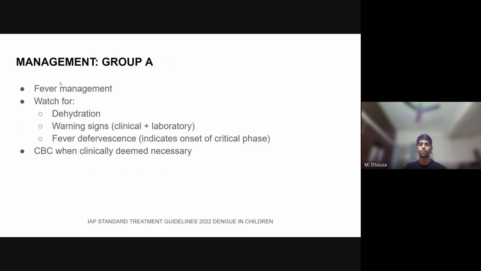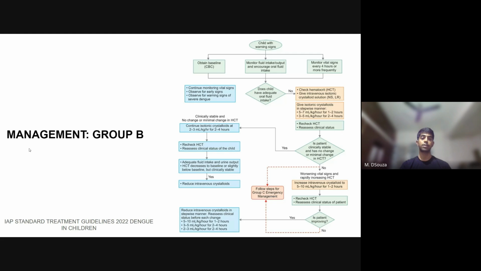As described in the natural history of dengue, when you have children within that group A, usually they would be in your febrile phase of dengue or a very non-eventful critical phase. You would just treat the fever with your 15 mg per kg per dose of paracetamol. You'd advise the mother to watch for dehydration, watch for warning signs, and watch for the fever defervescence, as that would indicate the onset of the critical phase. At this point, you would probably want to repeat at least a platelet count and a PCV, and you may want to just do a CBC, when deemed clinically necessary.